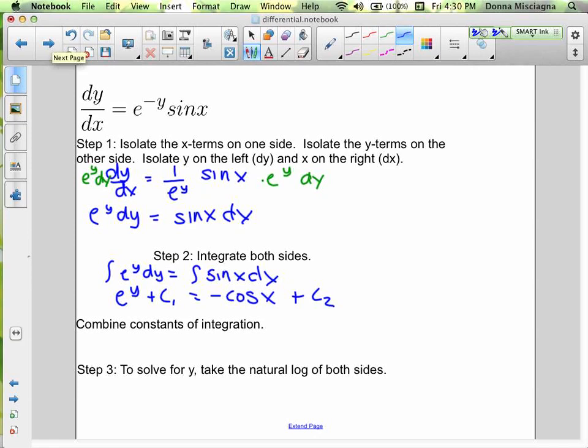So now I want to solve for y. I can isolate y here. I'm just going to combine the constants of integration. So I have e to the y equals negative cosine x plus, it's just one old c. We're going to take the natural log of both sides.